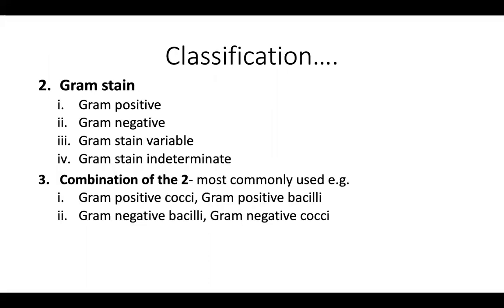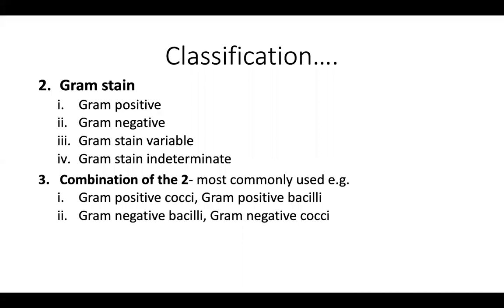So we're still talking about classification. In addition to the shape, the gram stain is very important. Bacteria can be gram positive or gram negative, but there are those whose cell wall characteristics do not allow us to classify them as either positive or negative. We refer to these as stain variable, sometimes stain indeterminate, in which case we use special stains other than the gram stain to stain them.